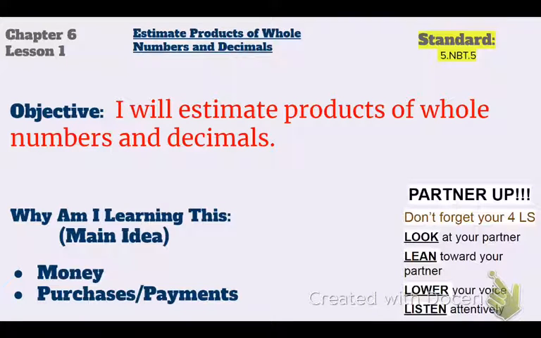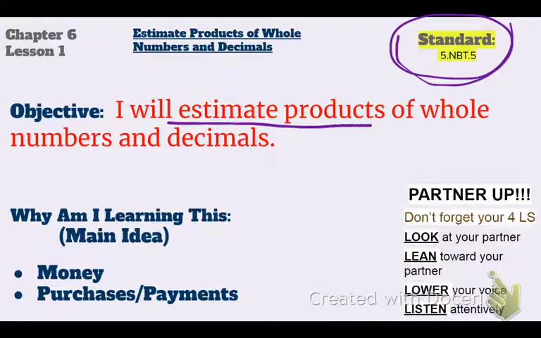We're moving into Chapter 6, Lesson 1. Chapter 6 is about multiplying numbers, and we're going to start off with estimating products of whole numbers and decimals. So, of course, you know it's a 5th grade standard. We have to learn it. I'm hoping that at the end of the lesson, you will estimate products of whole numbers and decimals.